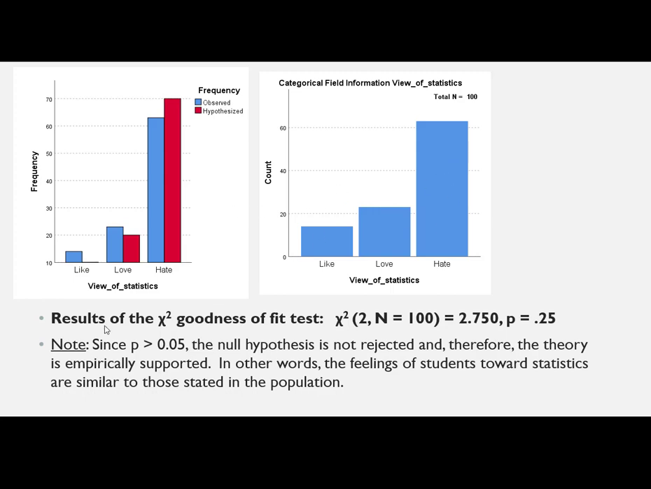Anyway, for the results of the chi-square, the Greek letter chi squared, goodness of fit test, we do our parentheses, put the degrees of freedom first, comma, then our sample size, then we give the chi-square value, and then we give the p-value. Since p is greater than 0.05, the null hypothesis is not rejected, and therefore the theory is empirically supported. In other words, the feelings of students towards statistics are similar to those stated in the population. Okay.